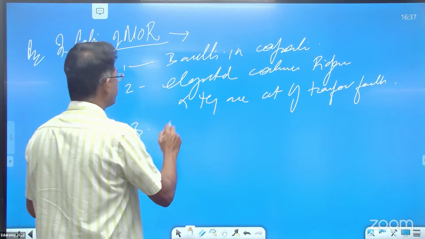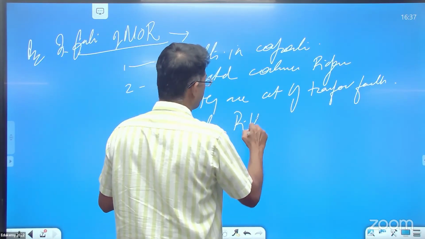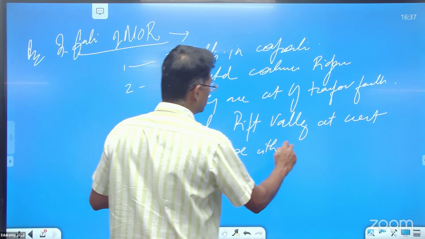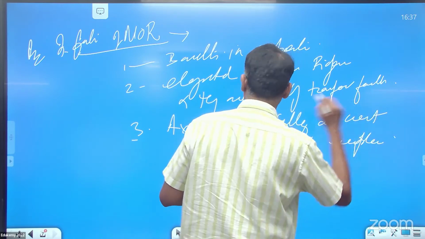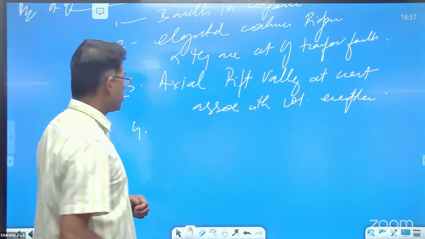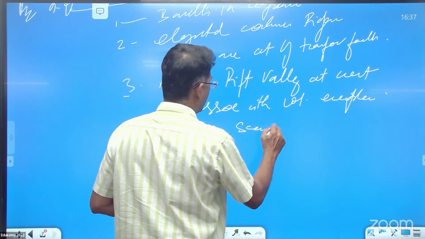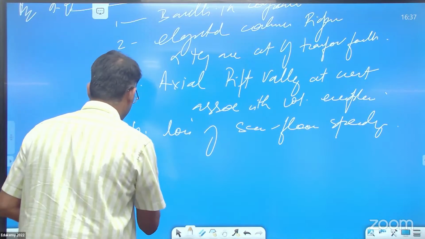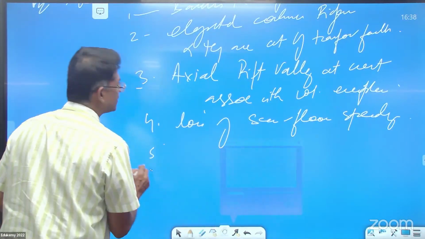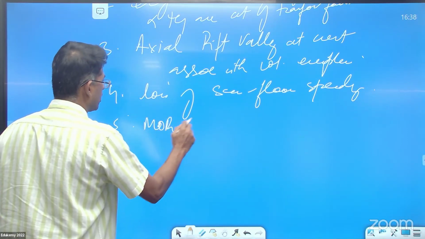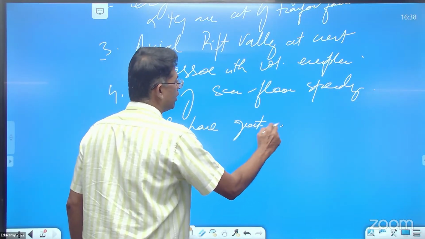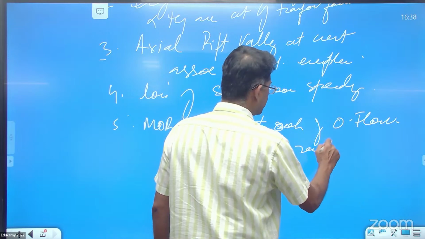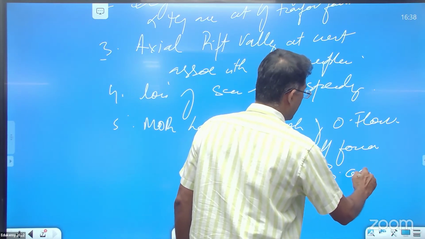The features: they have axial rift valleys at the crest, and are associated with volcanic eruptions. The mores are locations of sea floor spreading. The fifth feature, the mores have the youngest rocks of the ocean floor. They are the most recently formed basaltic accumulations.